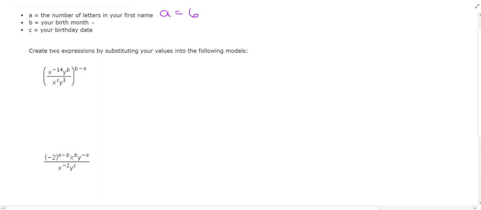B is going to be your birth month. So my birth month is August. So B is going to be 8. And your birthday date, my birthday date is the 6th. So C will be 6.